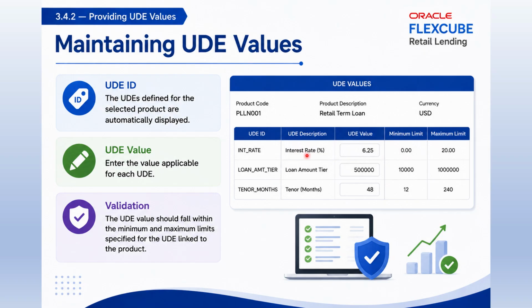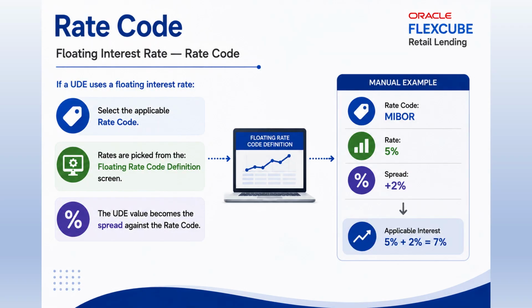The value is subject to the limits maintained for the UDE linked to the product. This ensures that the value entered falls within the configured range. Rate code. A rate code can be associated with a UDE when a floating interest rate is required. The applicable rate code is selected from the floating rate code definition. The UDE value represents the spread against the rate code.